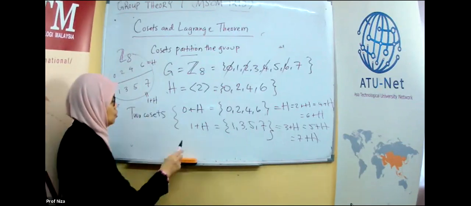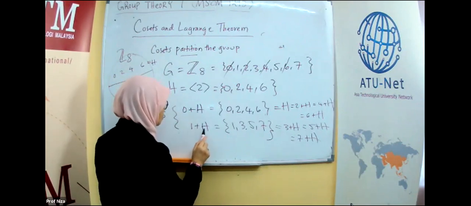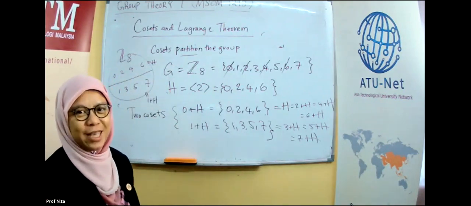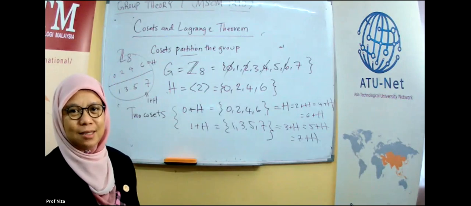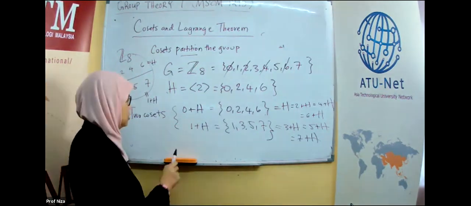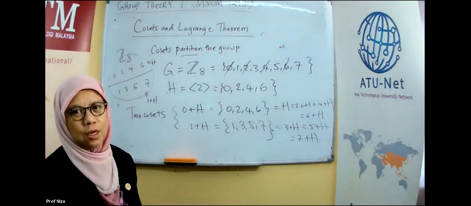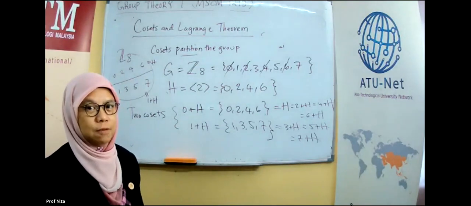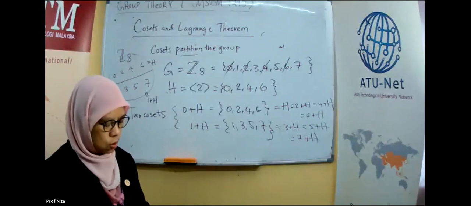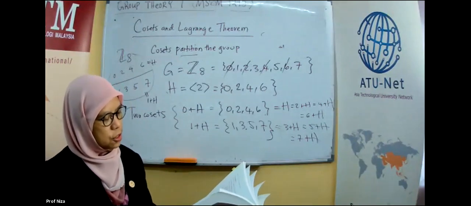Don't say that you cannot add an element with a subgroup. This is a coset, it's defined. You cannot say this is impossible because this is an element and this is a subgroup. No. For this case, it's okay because it's defined as a coset. Okay. You can now go to the next example.